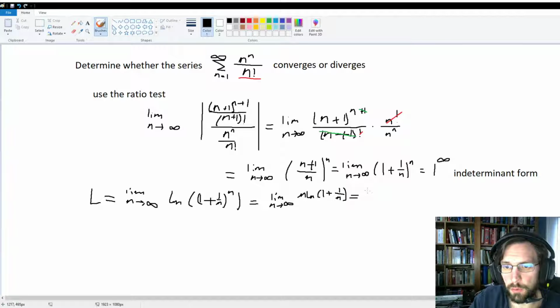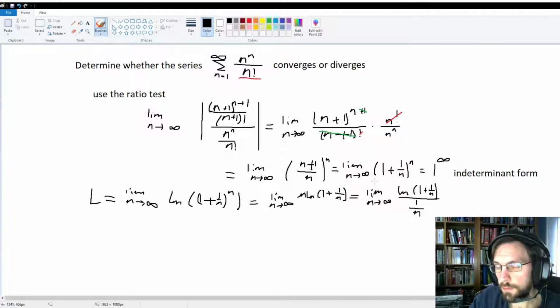So we'll rewrite this one last time so we can use L'Hopital's rule: the limit as n goes to infinity of the natural log of 1 plus 1 over n, divided by 1 over n. If we take the limit as n goes to infinity of 1 plus 1 over n, it's the natural log of 1, which is 0. And the limit of 1 over n is also 0, so we can use L'Hopital's rule.